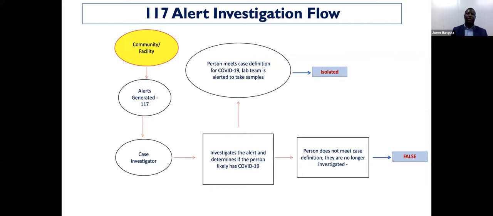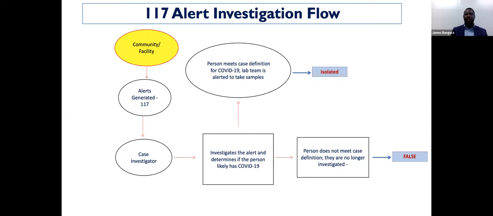So the way the system works, the event-based system, it has a flow. These alerts are triggered by either community members or from the health facility, or it could be your friend, or it could be individuals who trigger this. They are generated at the 117 system. We have various teams that we have worked with the government together with other partners, the WHO, the CDC, to train individuals we call case investigators.